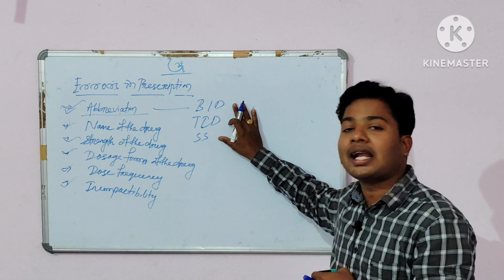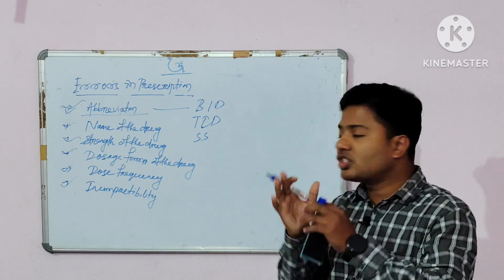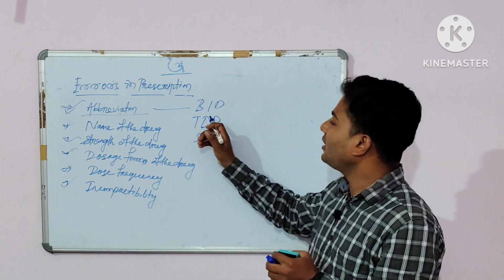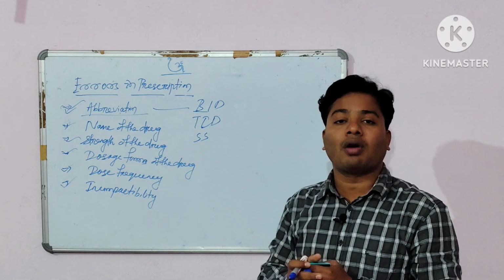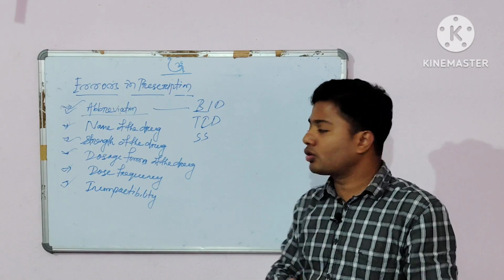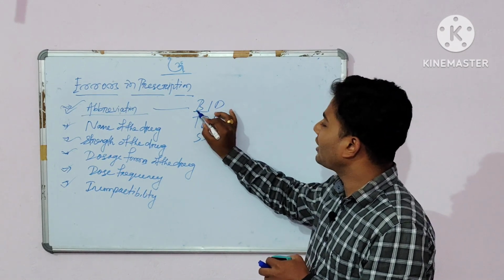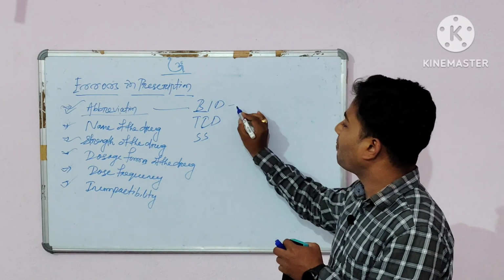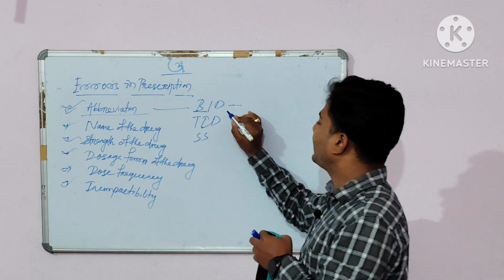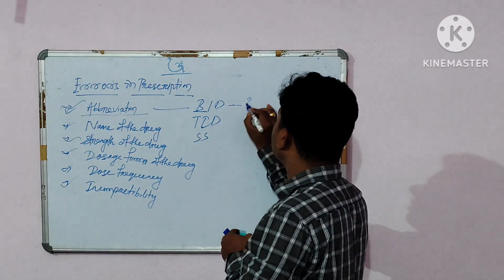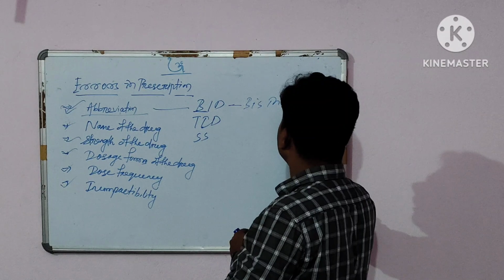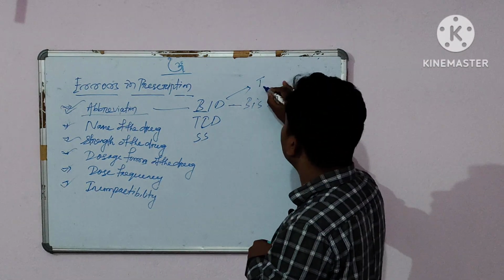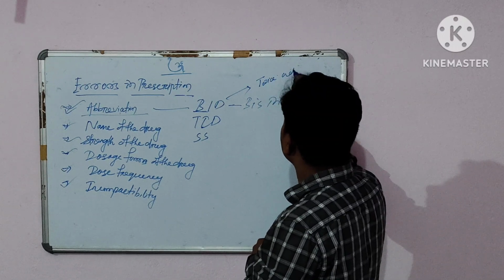For which purpose? In order to save time. To save maximum time, the physician writes abbreviation words in the prescription. If the physician uses BID, what is the meaning of BID? The Latin words are bis in die, and in English that means twice a day.